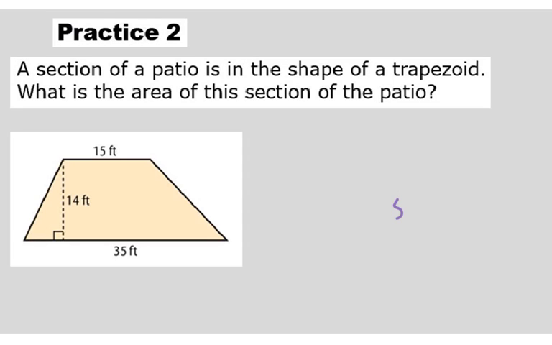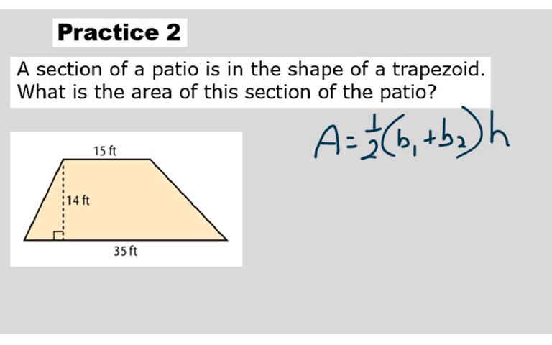All right, practice problem number 2. A section of a patio is in the shape of a trapezoid. What is the area of this section of the patio? All right, so obviously you can see here that we have a trapezoid. Let's start with the formula. Area equals 1/2, and then in parentheses, base 1 plus base 2 times H.